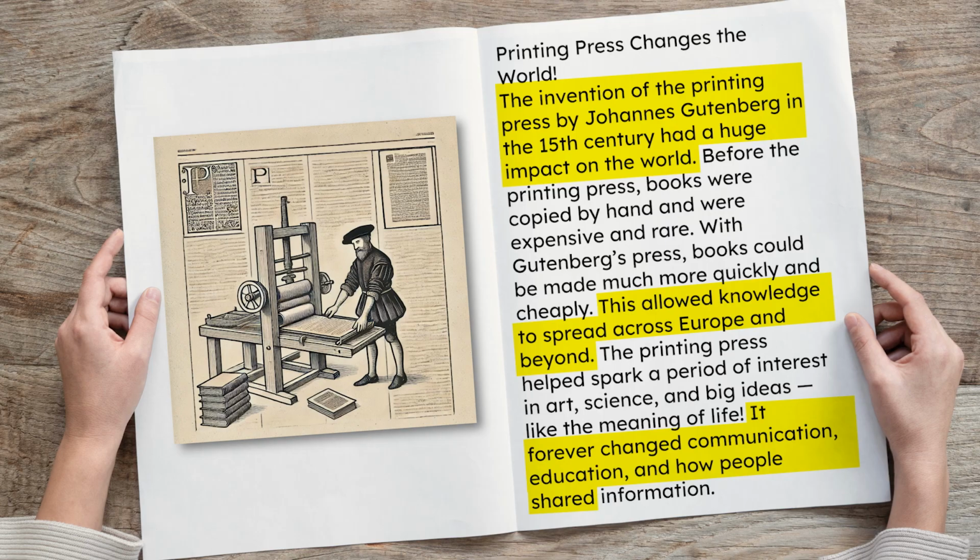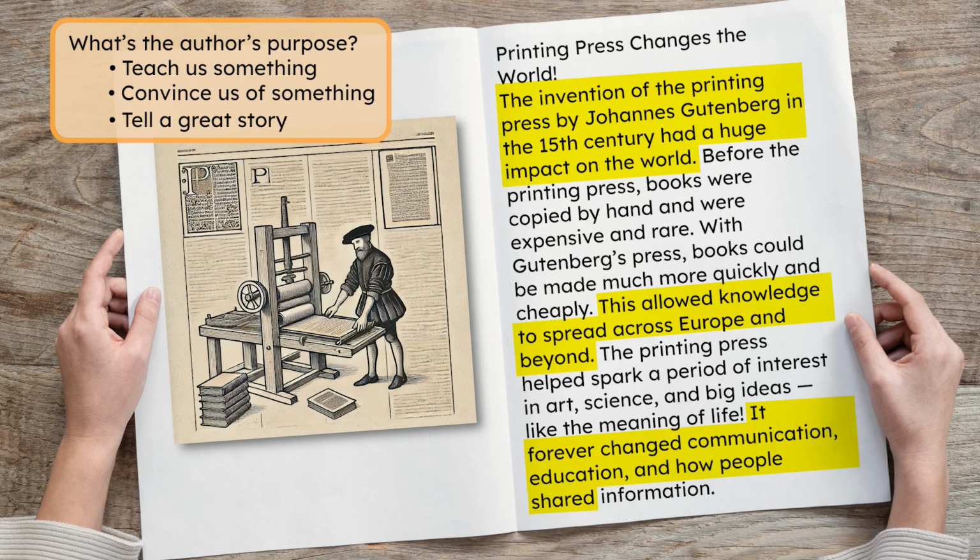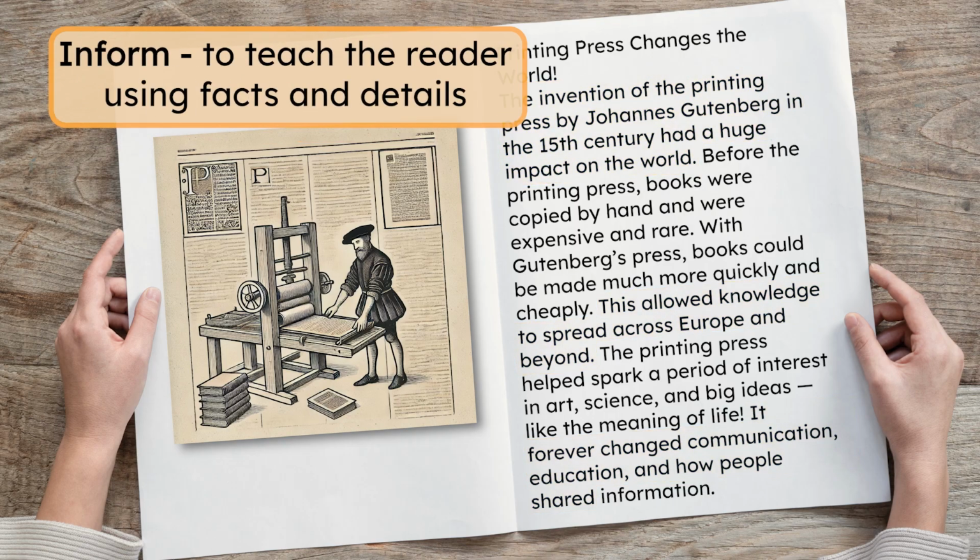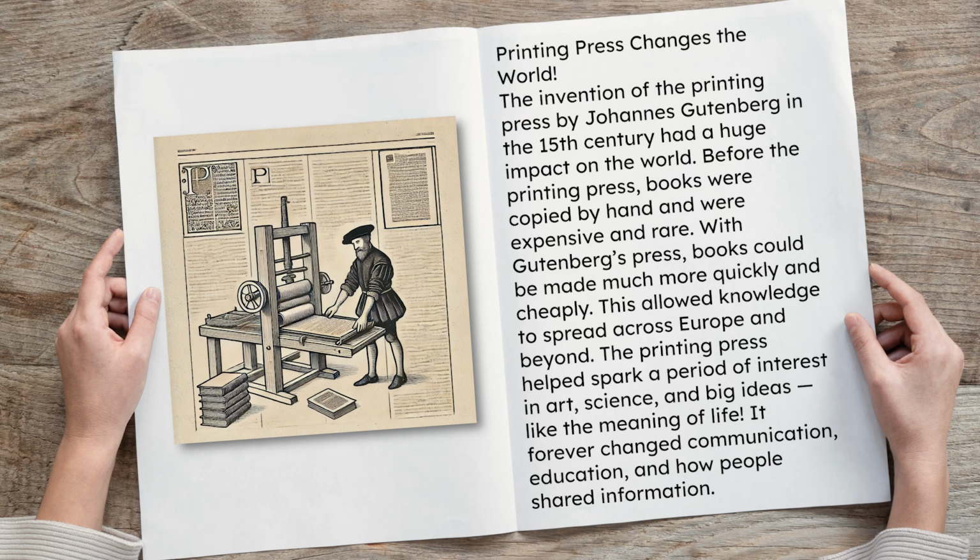Now that we know the main idea and text structure, what do you think the author's purpose is here? Are they trying to persuade us, entertain us, or inform us? It's to inform, to teach us using facts and details. In this case, about an important invention.